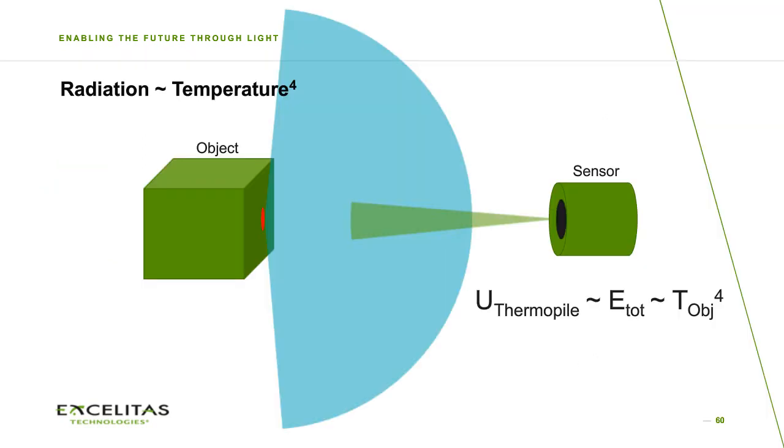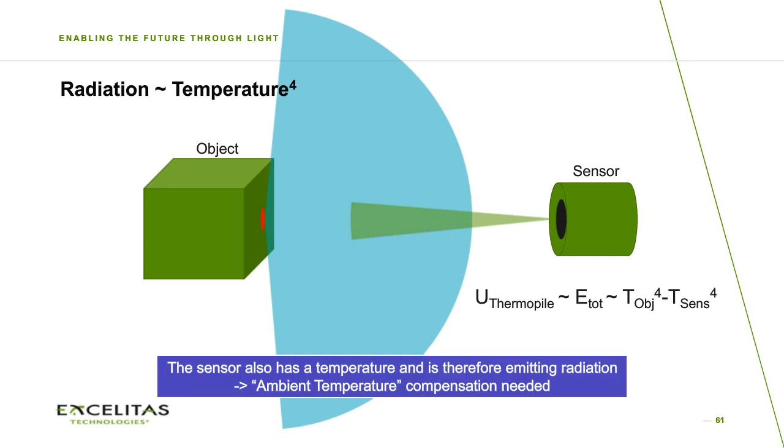The radiation, as I said, is the temperature to the power of 4. So the thermopile voltage is proportional to the total energy which is being seen by the sensor, and this is proportional to the temperature to the power of 4. But you must not forget that the sensor also has a temperature, which means that it is not only receiving photons and heating up by those, but the temperature which is growing then, of course, leads to an emission of photons on the other side.